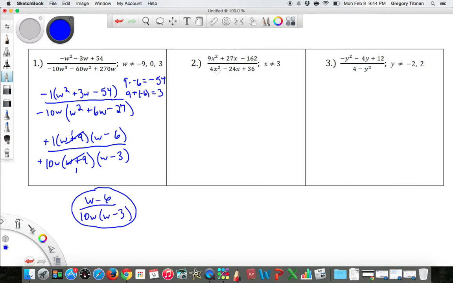So we'll do the same thing over here. Looking first at our numerator, I'm going to factor out any GCF. There's a GCF here of 9. If I factor out a 9, I'm left with x squared plus 3x minus 18. In our denominator, we have a GCF of 4, so they're all divisible by 4. If I factor out a 4, I have 4 times x squared minus 6x plus 9.